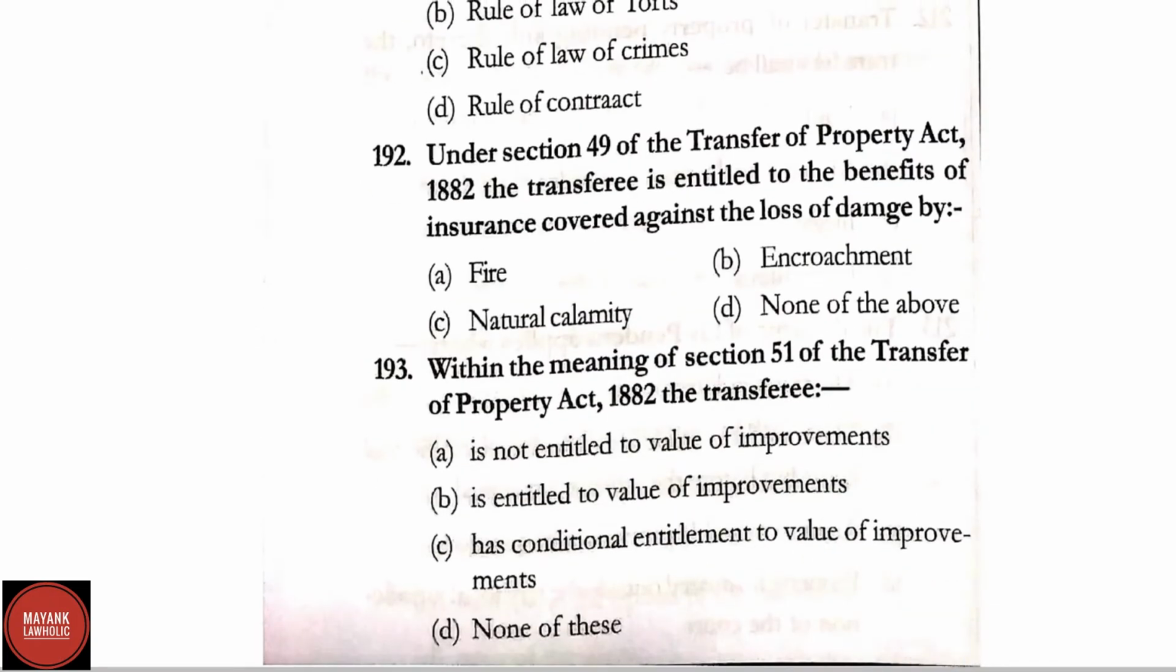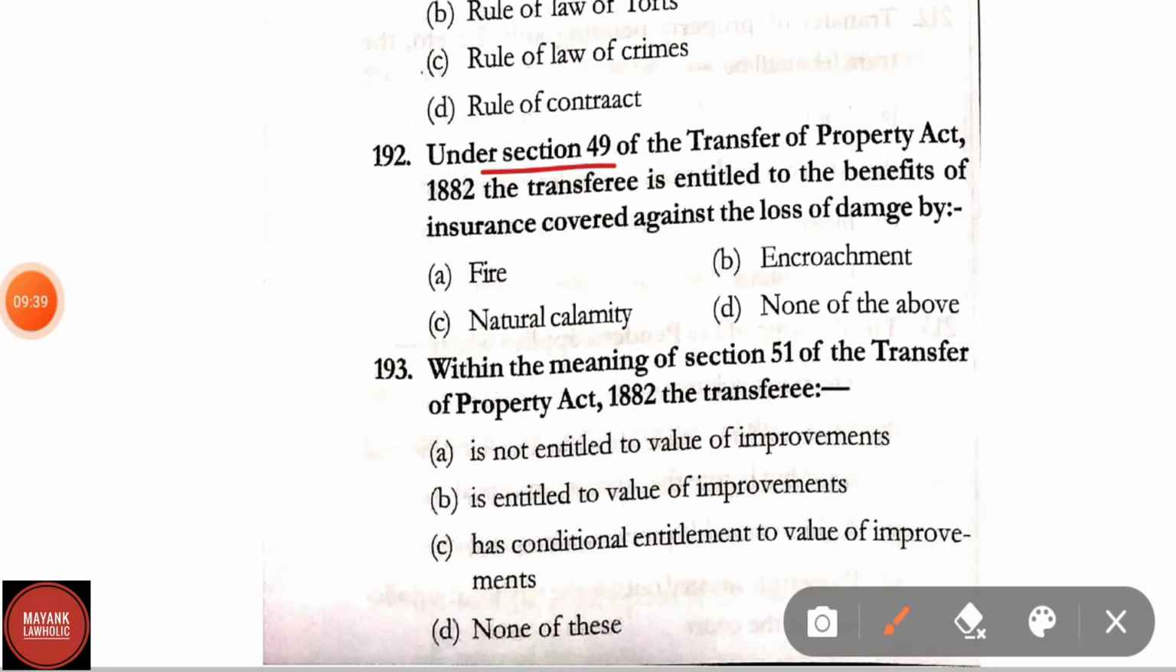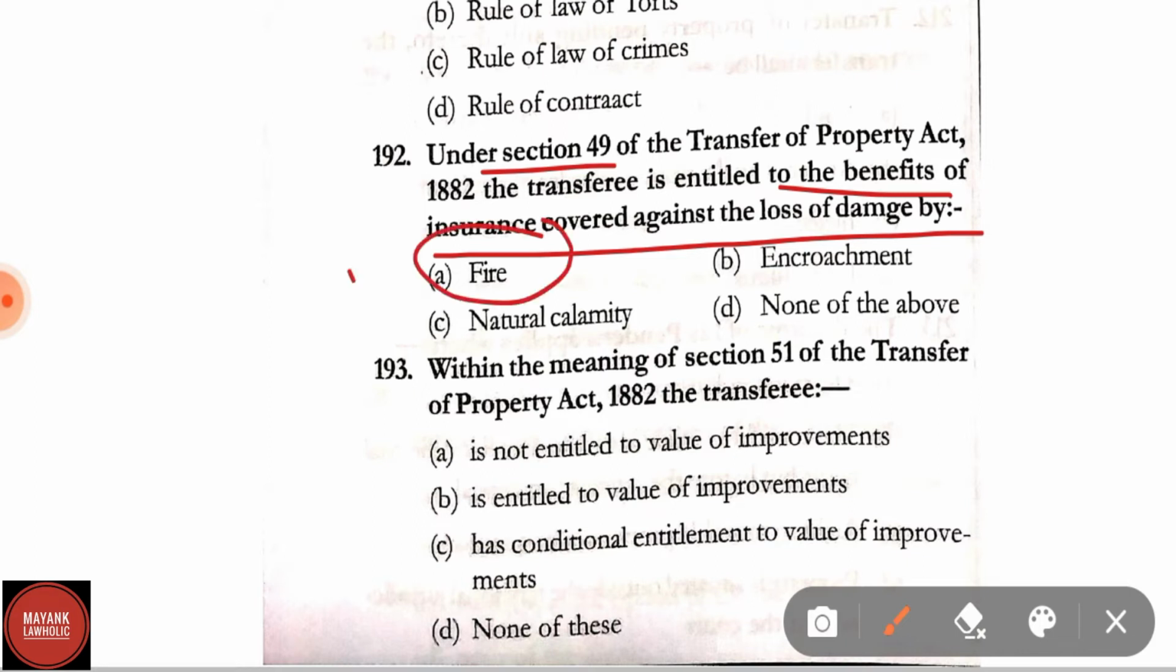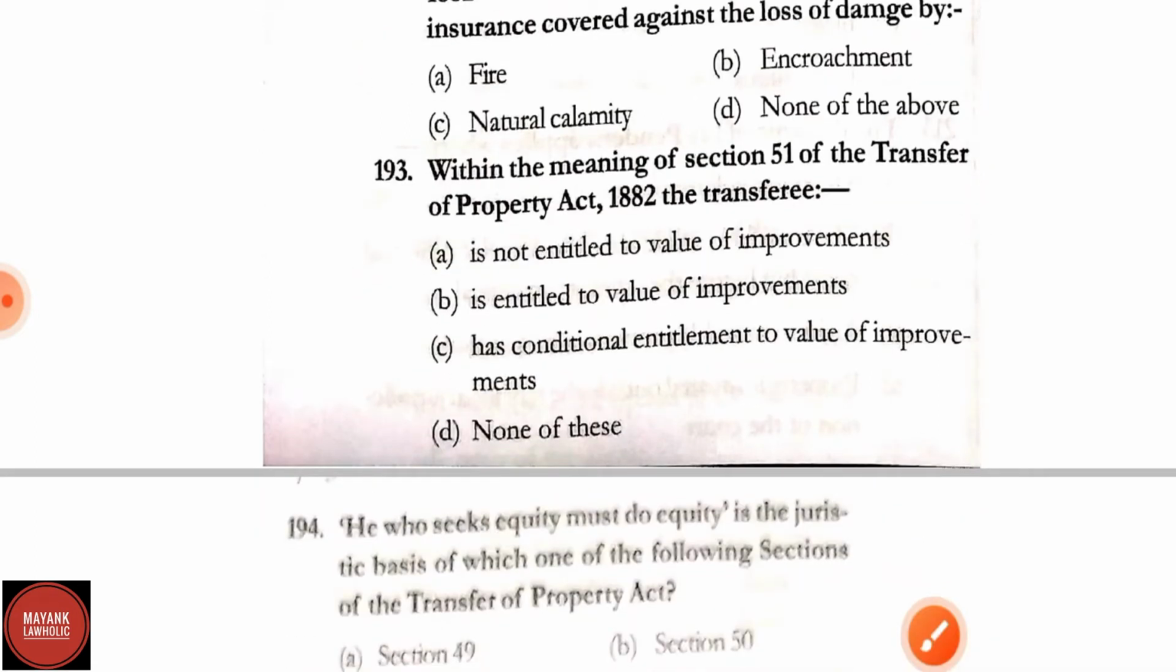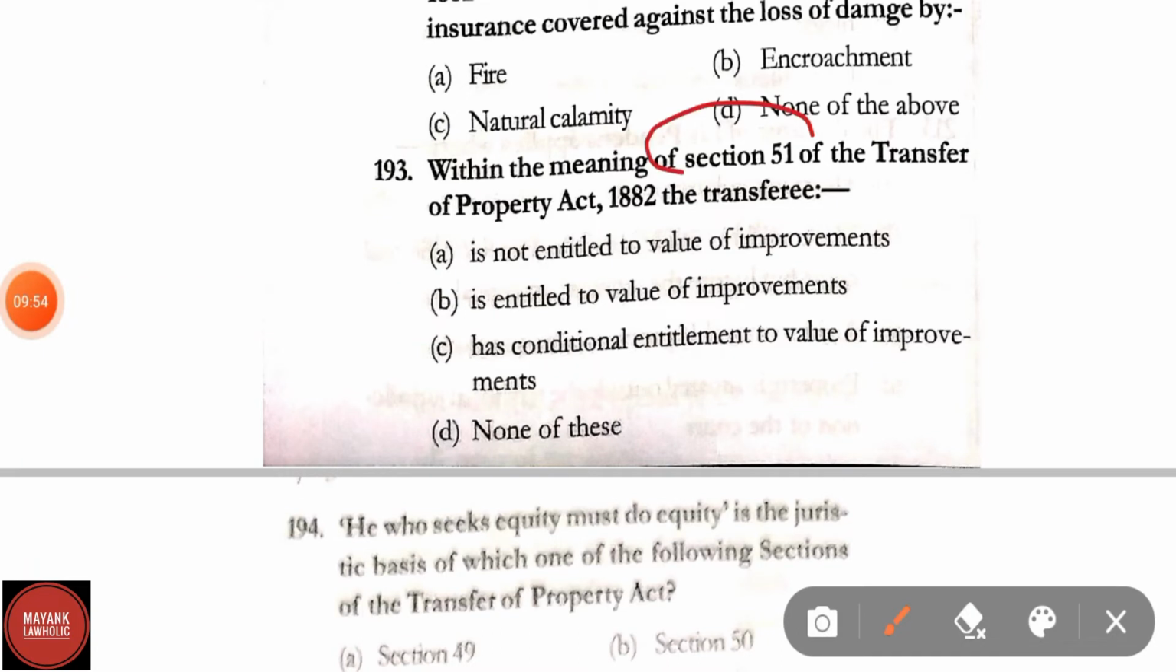Question number 192. Under section 49 of TPA, the transferee is entitled to the benefits of the insurance covered against the loss or damage by fire, encroachment, natural calamity, none of the above. Correct answer is option A, that is fire. Question number 193. Within the meaning of section 51 of the Transfer of Property Act, the transferee is not entitled to value of improvements, is entitled to value of improvements, has conditional entitlement to value of improvements, none of these. Correct answer is option B, that is entitled to value of improvements.